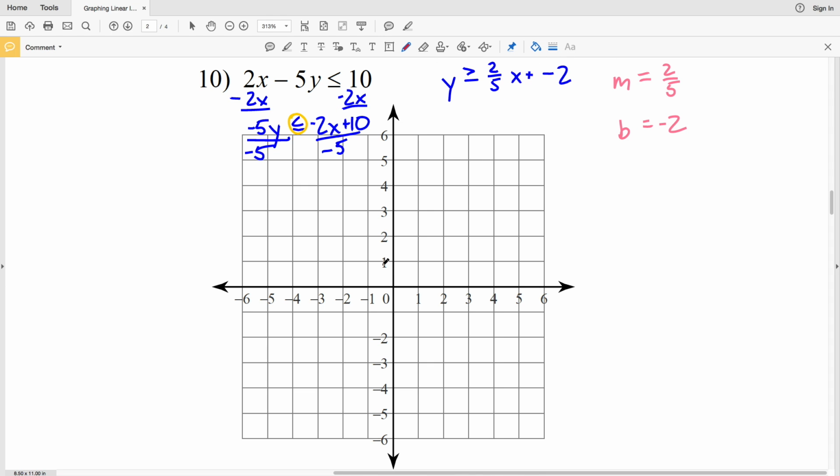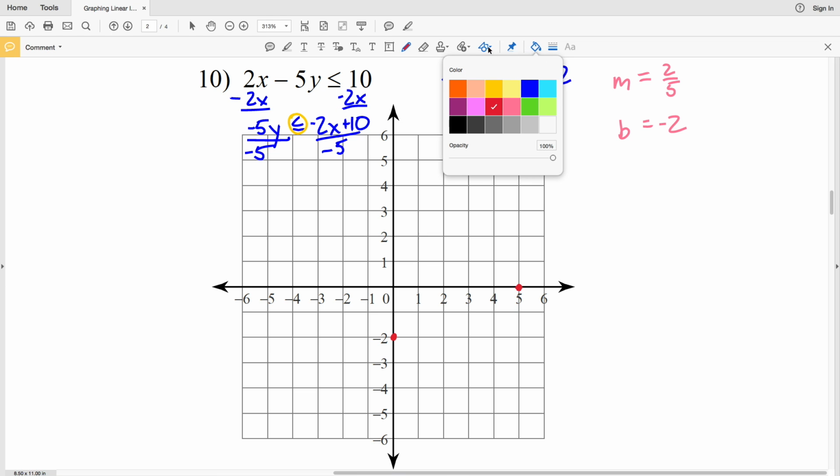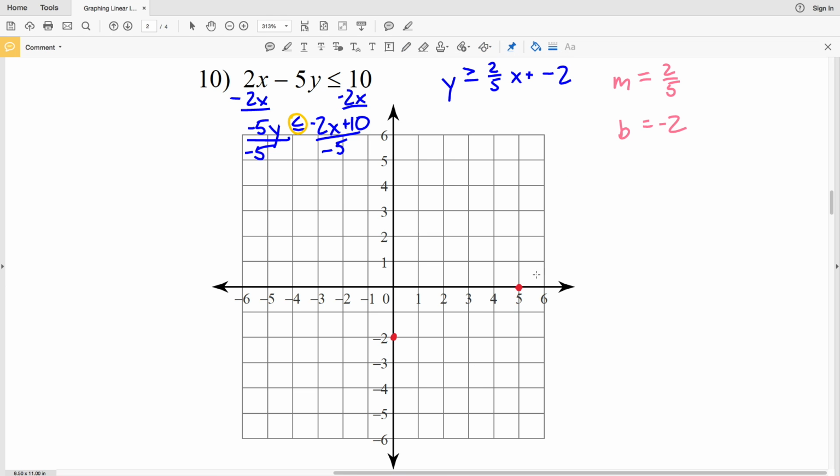So I'm going to plot the point (0, negative 2), and then use my slope to find the next point, going up 2, and then 5 to the right. Now, since this is greater than or equal to, or the original was a less than or equal to, I know that I'm going to have a solid line. So I'm going to connect those 2 points using a solid line. My next step is to use a test point to decide which side of the line I'm going to shade in. Let's use the point (0, 0).